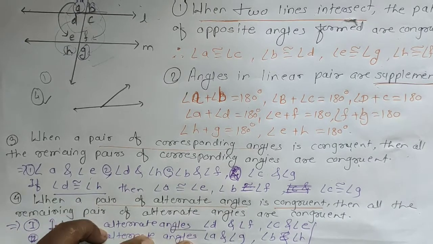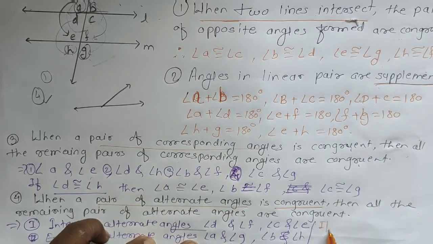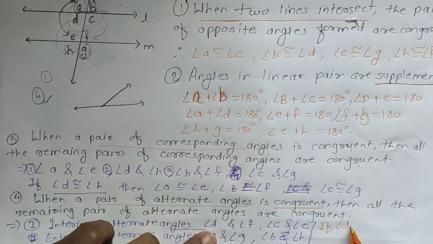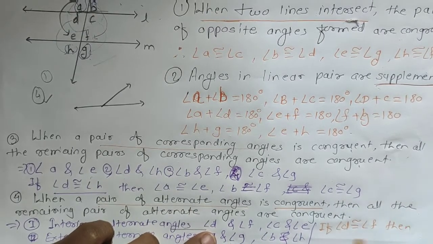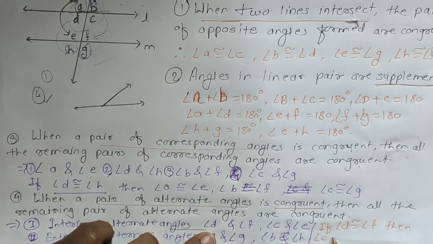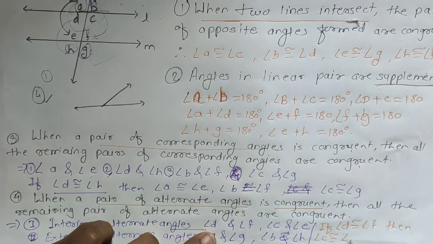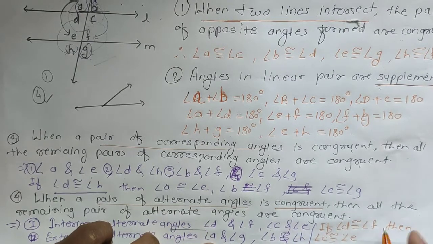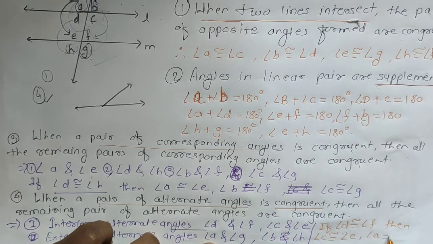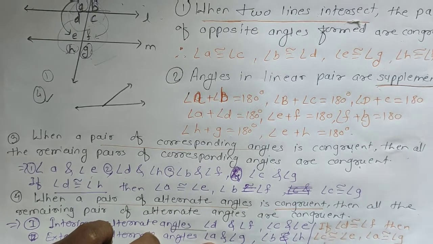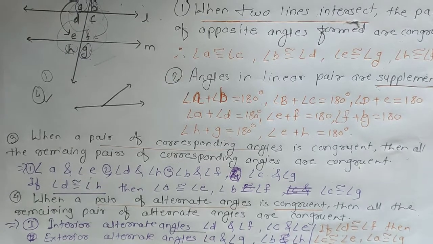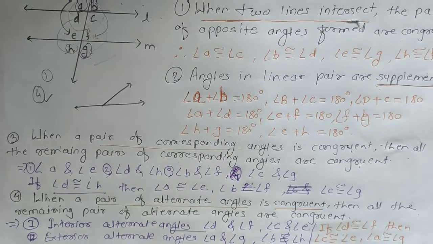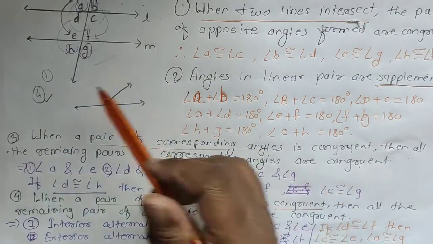So how will we write this? If angle D is congruent to angle F, then C is also congruent to E, and A is congruent to G, and B is congruent to H. So from this what we are saying is, out of these alternate angles, if any one pair is congruent, then the remaining are also congruent.